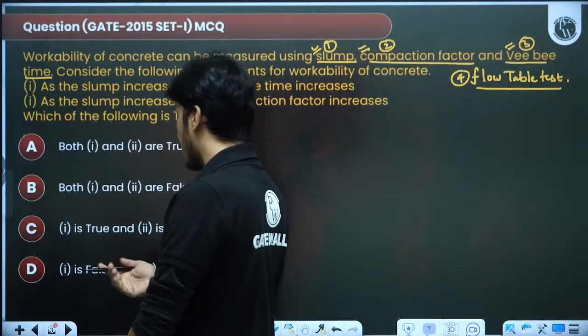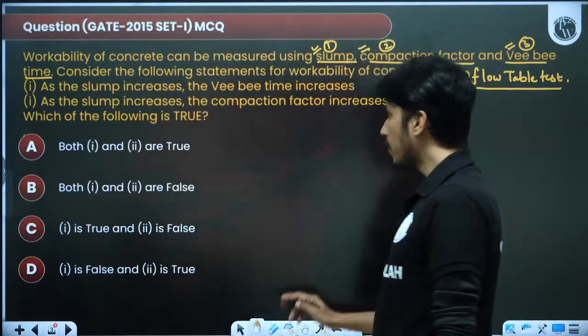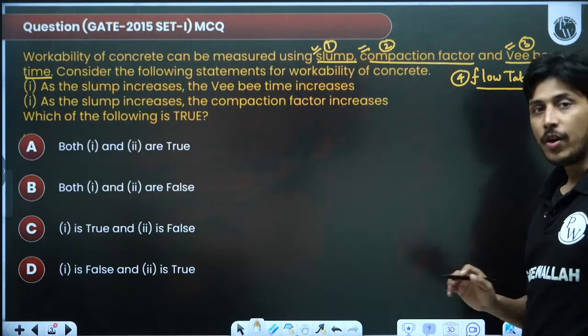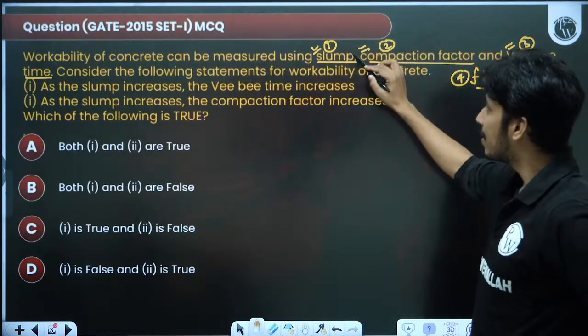I think this is clear. So on the basis of this, this is asked. So what is the analysis of this question? You must know what the slump value is.